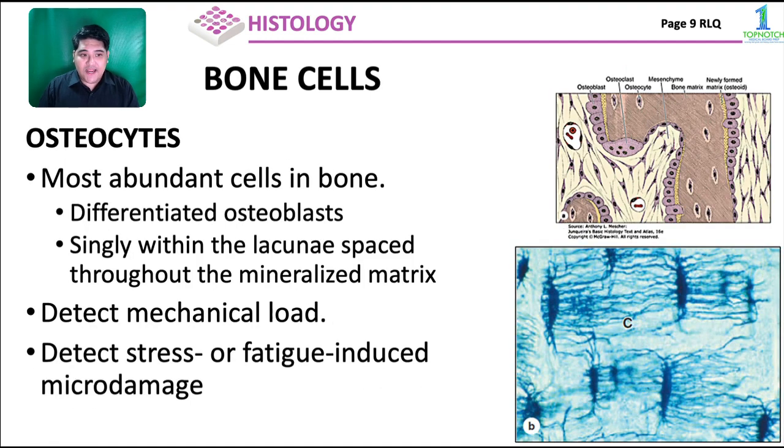Now, you have your osteocytes. This is the most abundant cell in the bone. They come from your osteoblasts, and they are located like your chondrocyte inside the lacuna. So, this is your osteocyte, and the cavity here is your lacuna. Your bone cells, your osteocytes, detect mechanical load, and they detect stress or fatigue-induced microdamage. Then these are your canaliculi. This is the osteocyte.